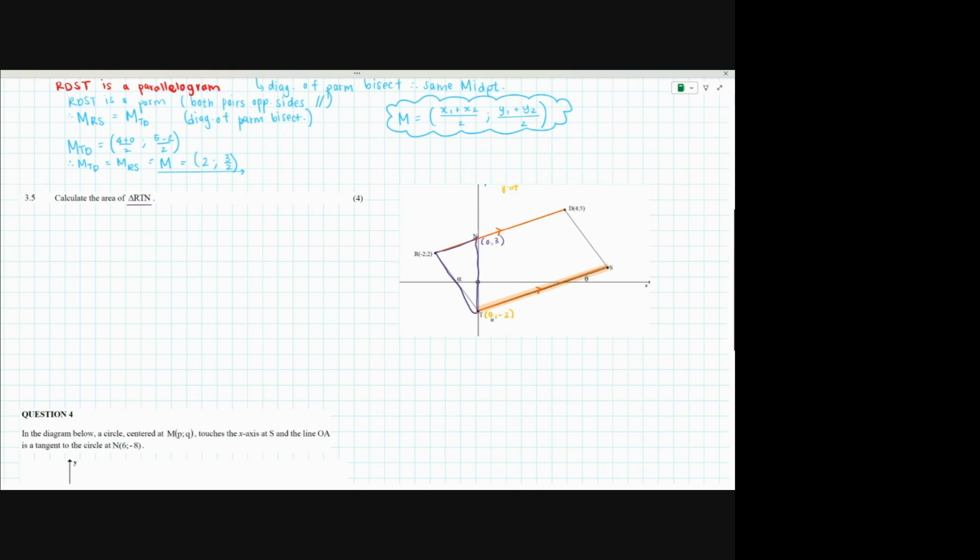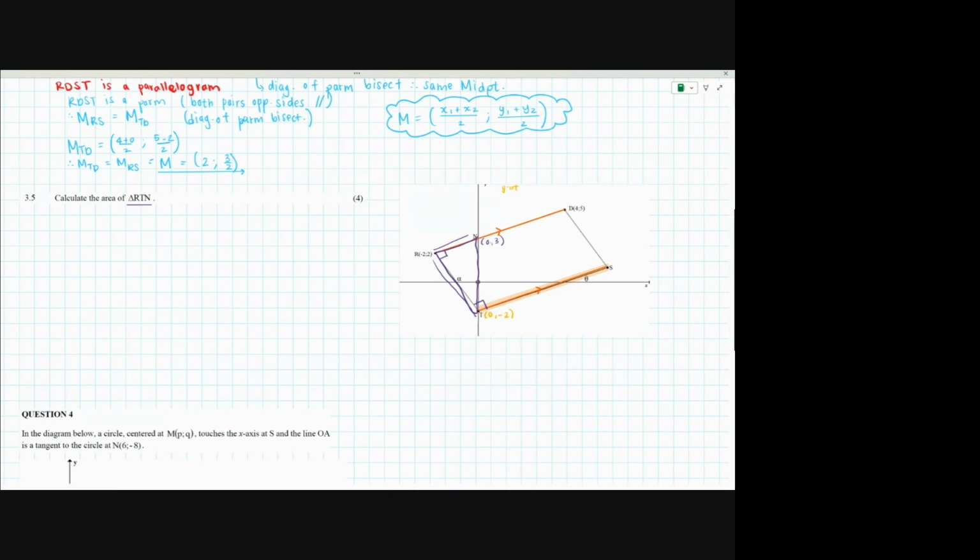Now, we've already worked out that this angle over here, RTS, is 90 degrees. Those two orange lines are parallel, which means that that angle over there is also 90 degrees. And so what you have is a right-angled triangle. So you could work out the length of RN, and the length of RT using your distance formula. Half base times height, and you have the area of your triangle. Okay, so that's one way you could do it.